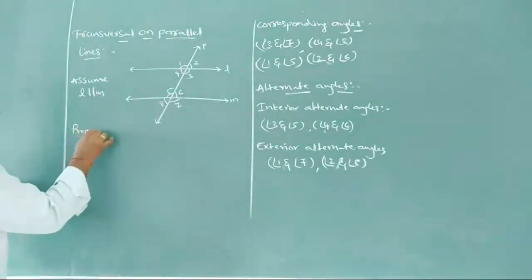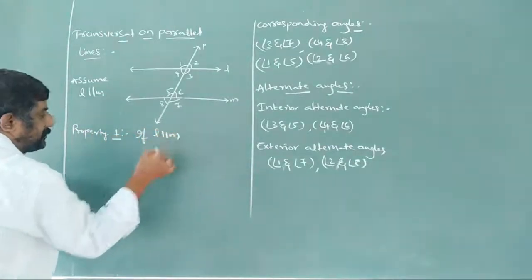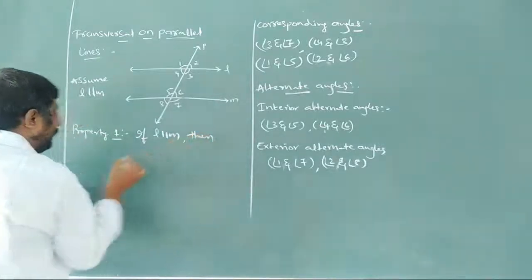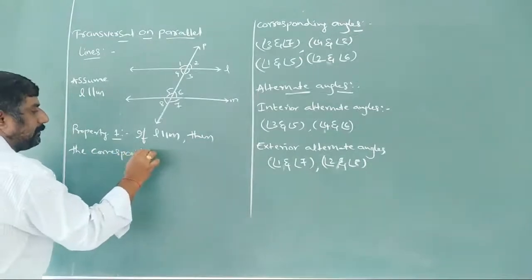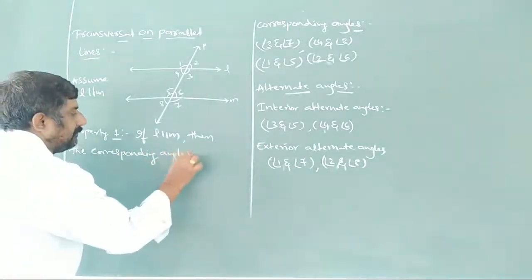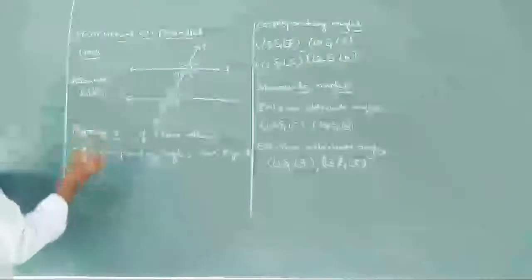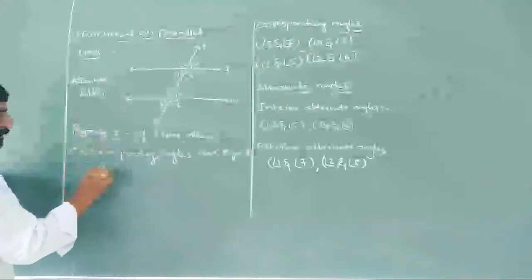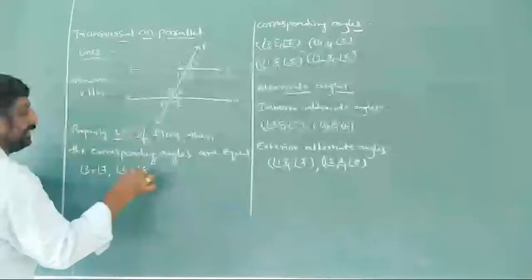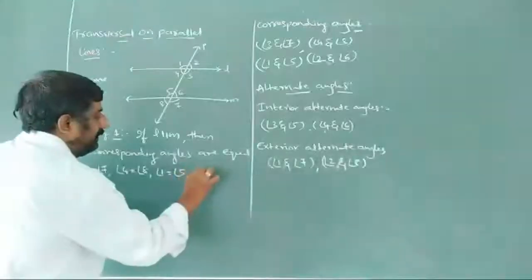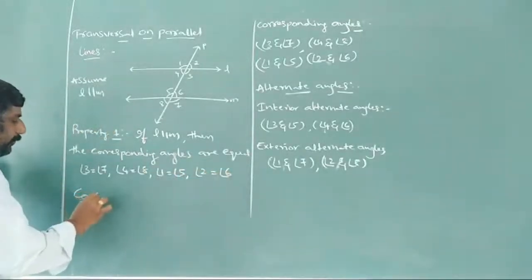Property 1. If L is parallel to M, then the corresponding angles are equal. What are the corresponding angles we have here? Angle 3 is equal to angle 7, angle 4 is equal to angle 8, angle 1 is equal to angle 5, and angle 2 is equal to angle 6. And here the converse is also true.